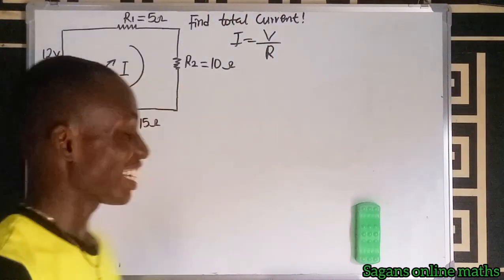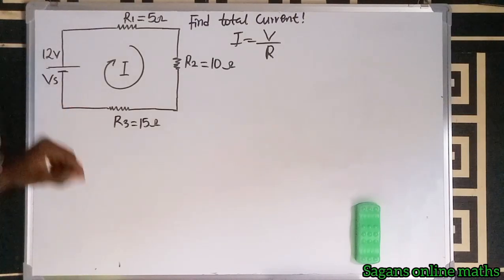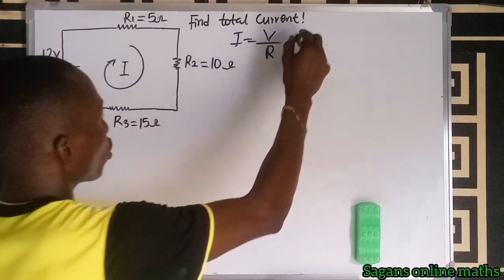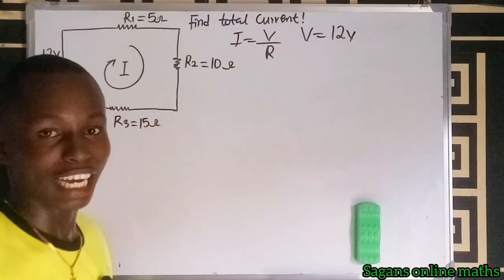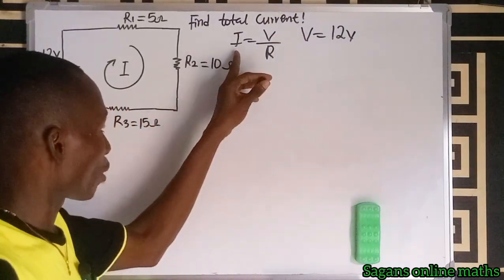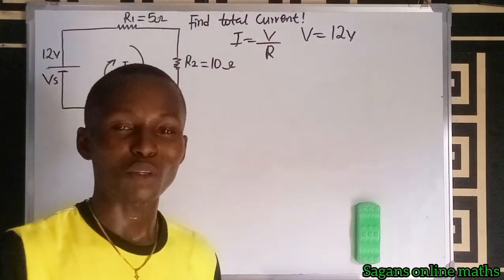But remember that in this circuit, our Vs is our source, which is about 12 volts. Our V is equal to 12 volts, which is our voltage. Now we are looking for our current, but before we can know our current, we must know our total resistance. How are we going to know our total resistance?